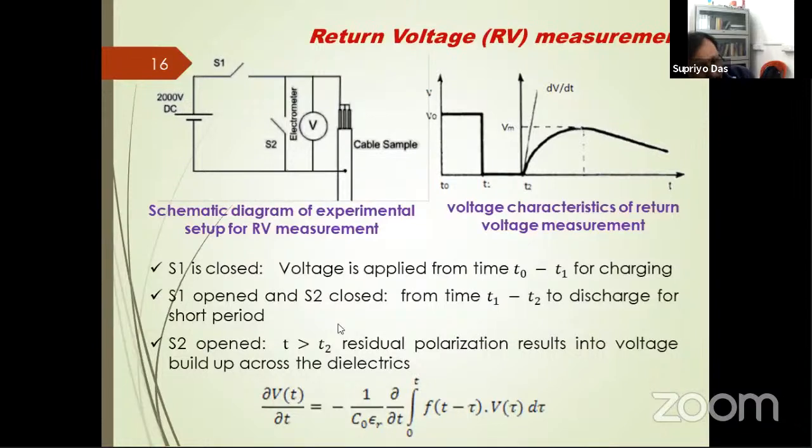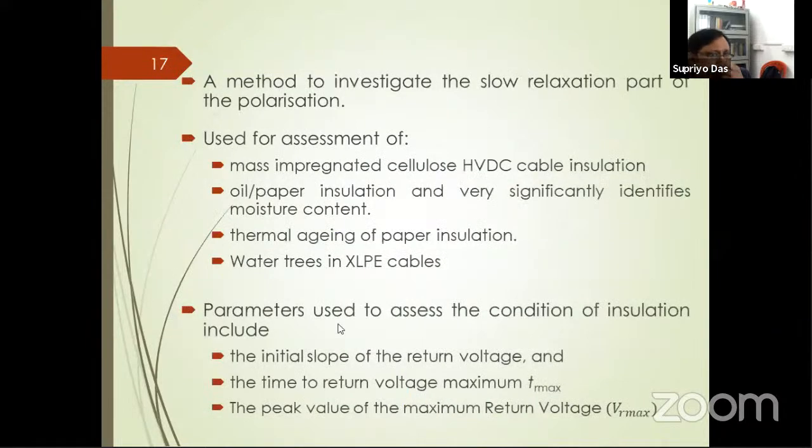Here we measure either the maximum recovery voltage, the return voltage, or the slope of the return voltage, or the time to maximum return voltage. These parameters reflect the aging conditions. So this is basically a method to investigate slow relaxation processes. This method has been used widely in impregnated cellulose HVDC cable insulation, oil paper insulation. There is a lot of literature on this.